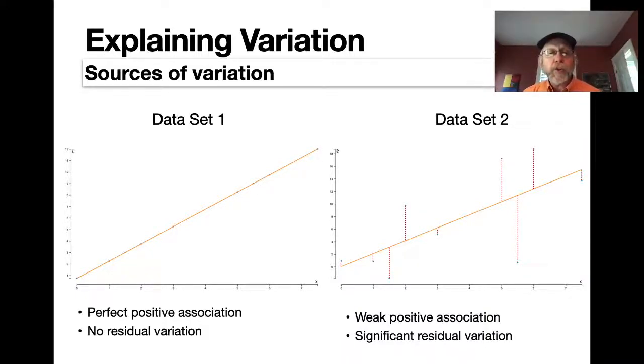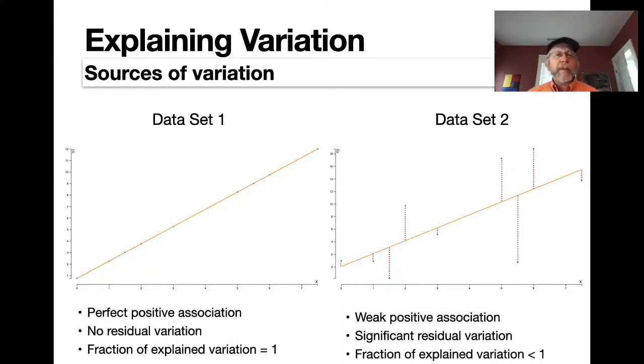In data set 2, however, there's significant residual variation, right? In addition to the data having that rising from left to right feel because it's tracking the trend line, there's also the separation, the scatter of the data about the trend line. And that's measured by the residuals, the vertical distances from the data points to the trend line that you see in red there.